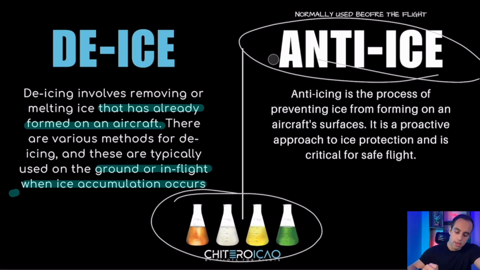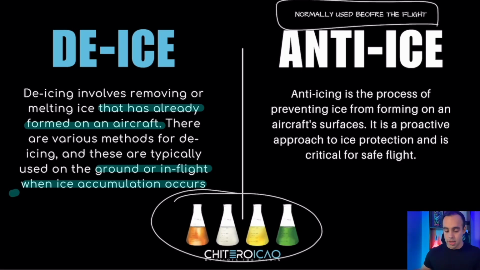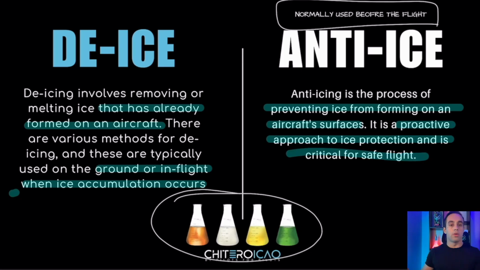Now we have something that makes it not form again. Or even if we don't have ice, we need to have something so ice doesn't form. As I said, we are going to be running towards the wind, with headwinds, and it's going to be humid. So we need something in the aircraft not to let all those little water droplets attach to us and affect our aerodynamic surfaces. So normally before the flight, we anti-ice the airplane, which is the process of preventing ice from forming on an aircraft surface. This is proactive. It means it's done before it happens. It's ice protection, and is critical for flight safety.